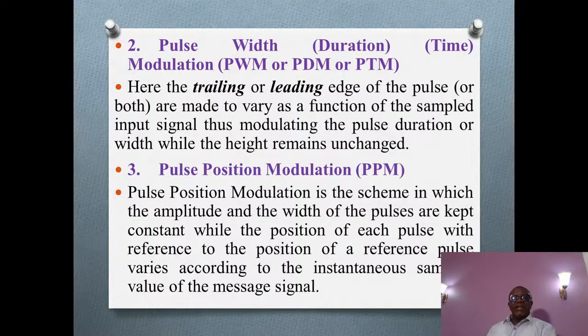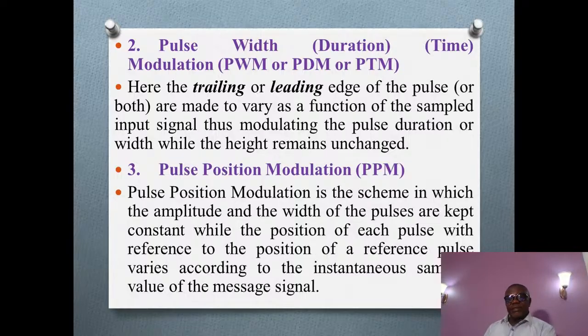We say here, the trailing or leading edge of the pulse or both are made to vary as a function of the sampled input signal, thus modulating the pulse duration or width while the height remains unchanged.